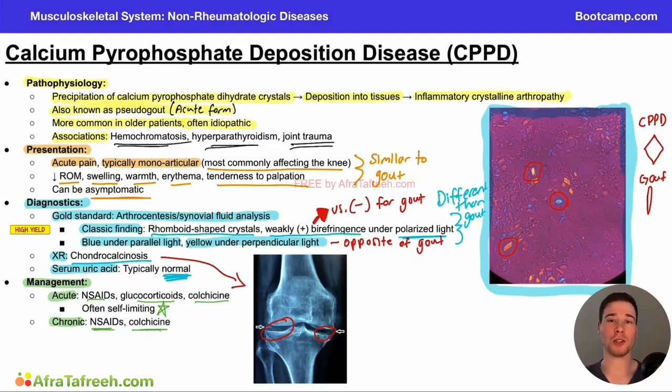There are a lot of things on your differential at this point. There are a variety of different inflammatory conditions that can be the cause. So how do you differentiate the two? How do we know this isn't gout? How do we know this isn't RA? How do we know this isn't septic arthritis?